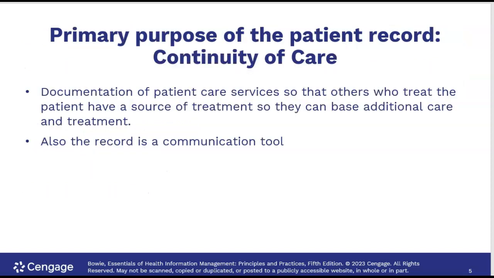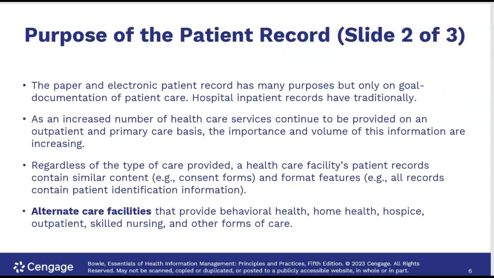All right, one thing I want you to remember, the primary purpose of the patient record is continuity of care. This means documentation of the patient care services so that others who treat that patient have a source of treatment so they can base additional care and treatment. Also, the record is a communication tool. So one department can read that record, and let's say another department pulls up, they need to look at the lab. So it's continuity of care. It's a communication tool between all those involved.